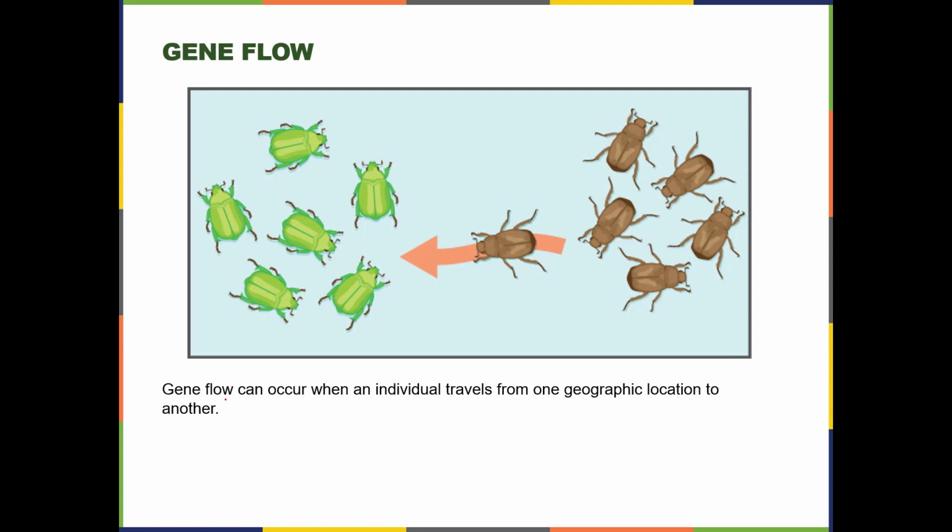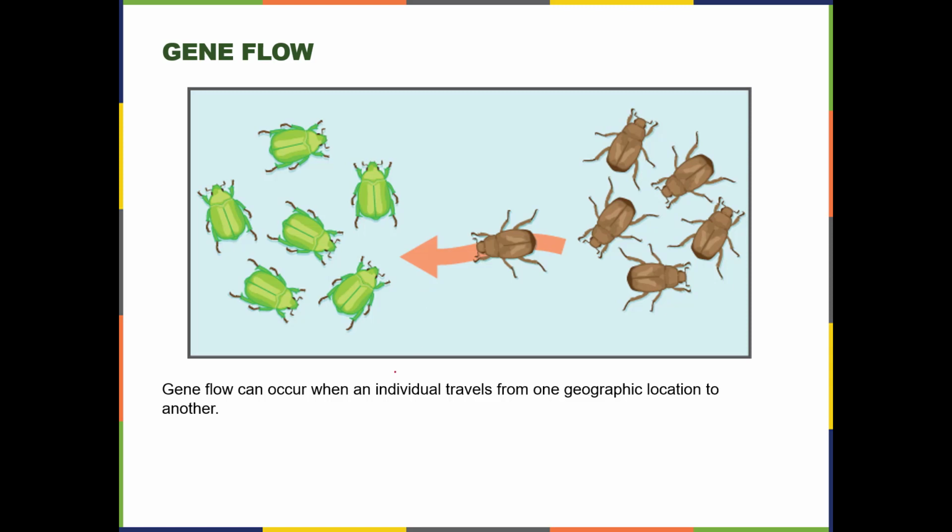All right, gene flow. Gene flow is a pretty simple concept. It's when an individual goes from one population to another. Of course, it has to be the same species, but one geographic location maybe has all these brown beetles, a different geographic location has these green ones, and if one of them moves from one location to the other, that's gene flow, because they carry their alleles with them, they carry their gametes with them.